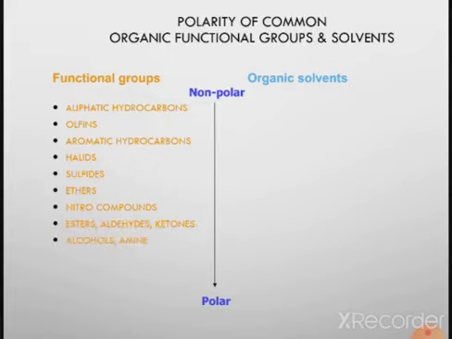Now we want to see the organic solvents that we actually use as a mobile phase. These mobile phase solvents are also arranged from non-polar to polar, as shown in the diagram. Solvents like hexane: hexane is the least polar solvent, or it is called the non-polar solvent.